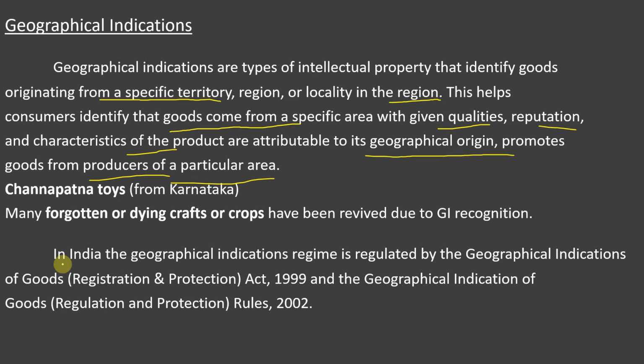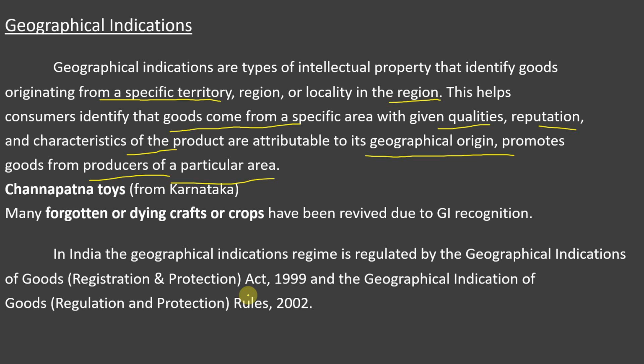In India, the Geographical Indications regime is regulated by the Geographical Indications of Goods (Registration and Protection) Act, 1999 and the Geographical Indications of Goods (Registration and Protection) Rules, 2002. So these are the two legal provisions which regulate geographical indications in India. This is the objective of creating the geographical indications.